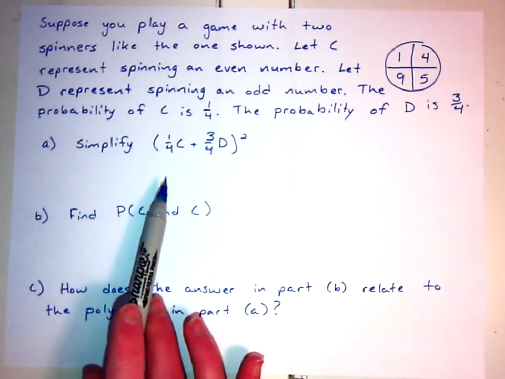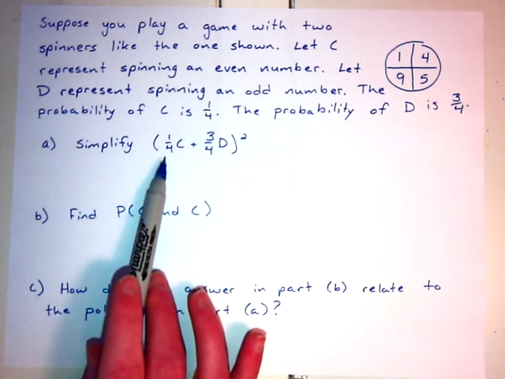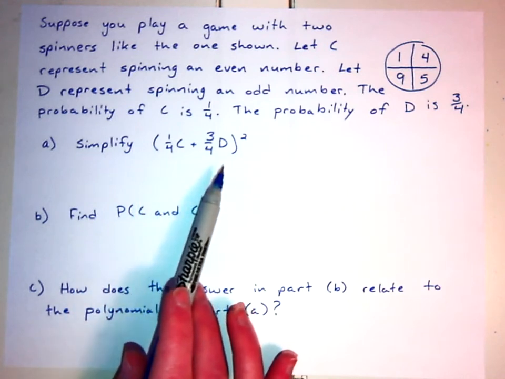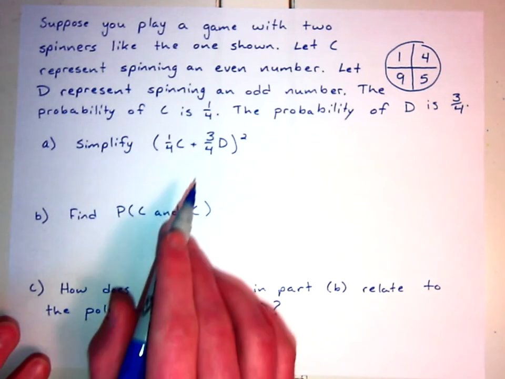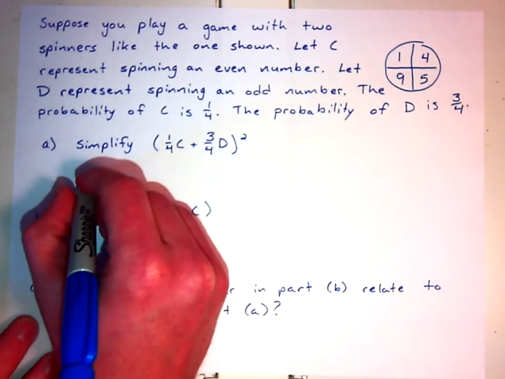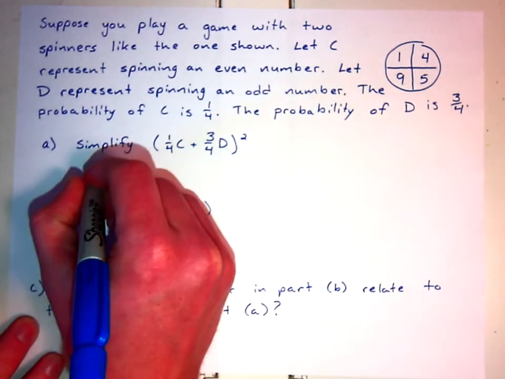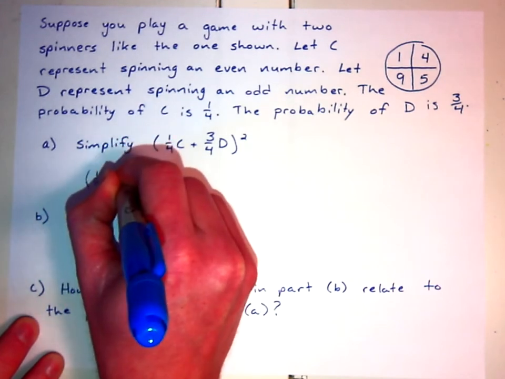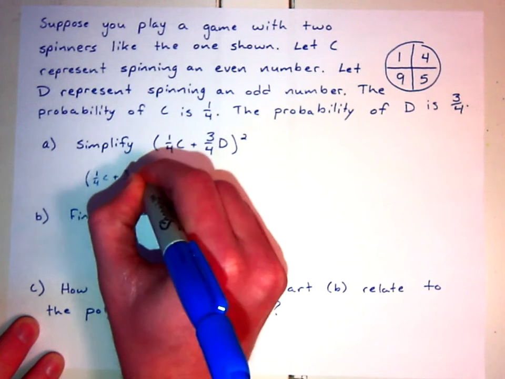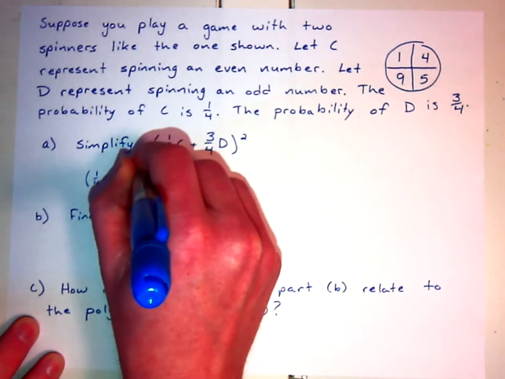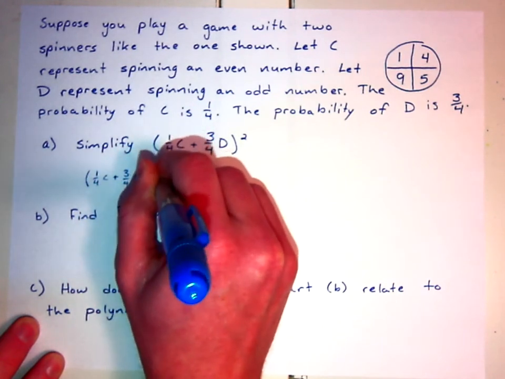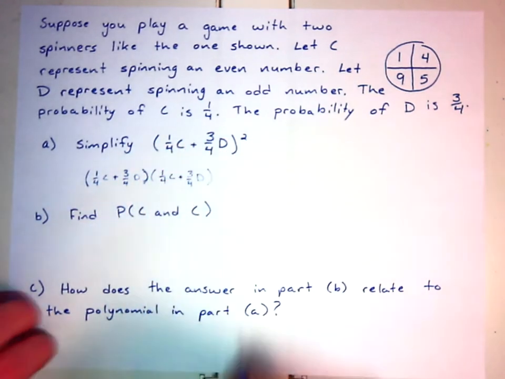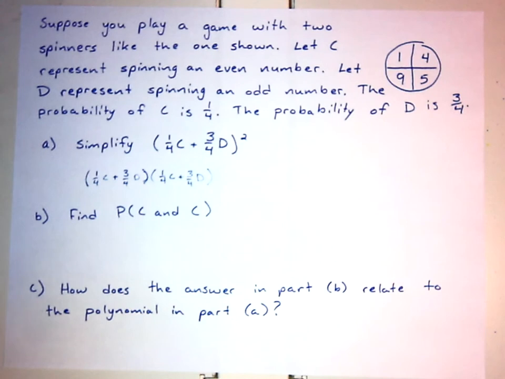For A, it says simplify (1/4 C plus 3/4 D) to the second power. So this is working with multiplying special cases with polynomials. Remember, when we square something, it means that number multiplying itself. So it is really saying (1/4 C plus 3/4 D) multiplying (1/4 C plus 3/4 D). That one is not showing up well, so let's rewrite that.